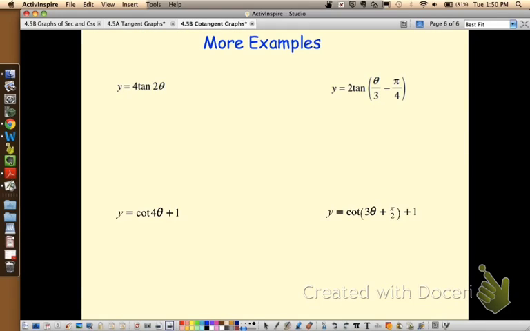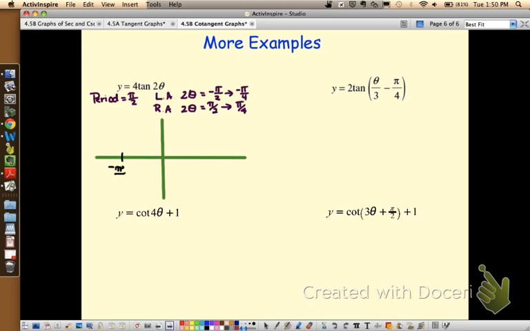Let's take a look at a few more examples. On this first one, again, there is no amplitude, but that 4 just tells us that the graph is growing a little bit quicker than the others. The period is pi over 2. So our left and right asymptotes can be found by setting those equal to negative pi over 2 and positive pi over 2. And there's the graph.